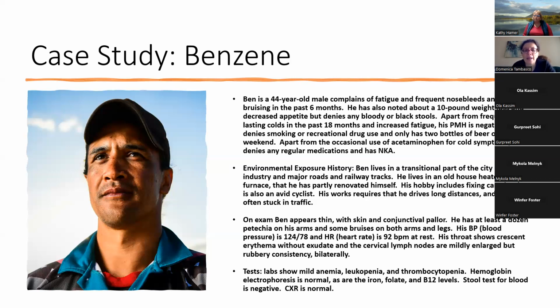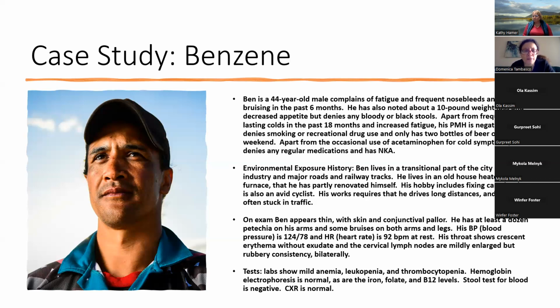So I examined Ben, and on exam, he appears thin with skin and conjunctival pallor. He has at least a dozen petechiae on his arms and some bruises on both arms and legs. His blood pressure is 124/78. His heart rate is 92 beats per minute at rest. His throat shows crescent erythema without exudate, and his cervical lymph nodes are mildly enlarged but rubbery in consistency bilaterally.